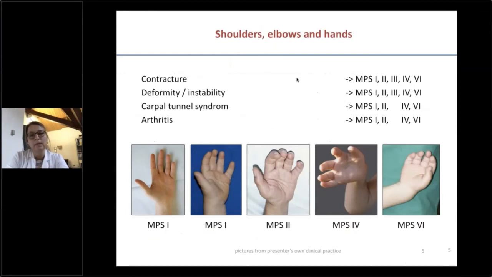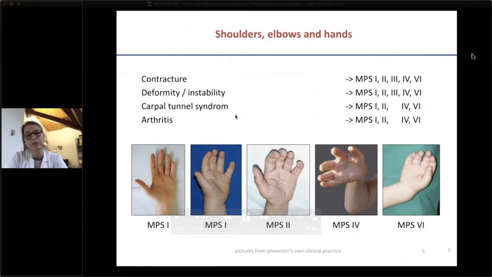You have the same features as mentioned in the lower limb, but one feature is a little bit special, and this is carpal tunnel syndrome, which can occur on both sides and in early childhood. This can lead to the diagnosis of MPS 1 or 2, because in childhood, carpal tunnel syndrome is very rare, and if you see it on both sides, you can have the suspicion of MPS.